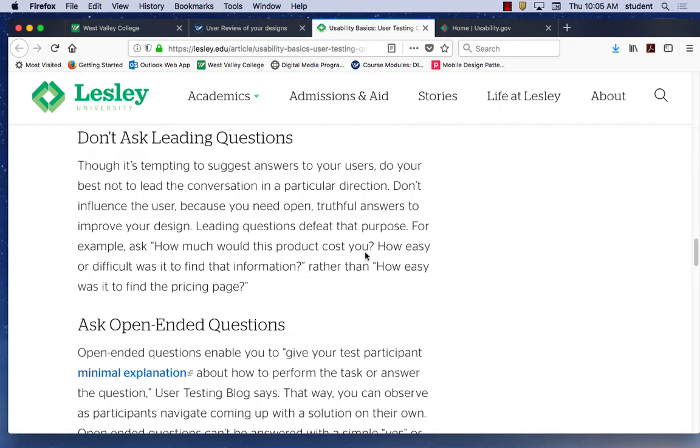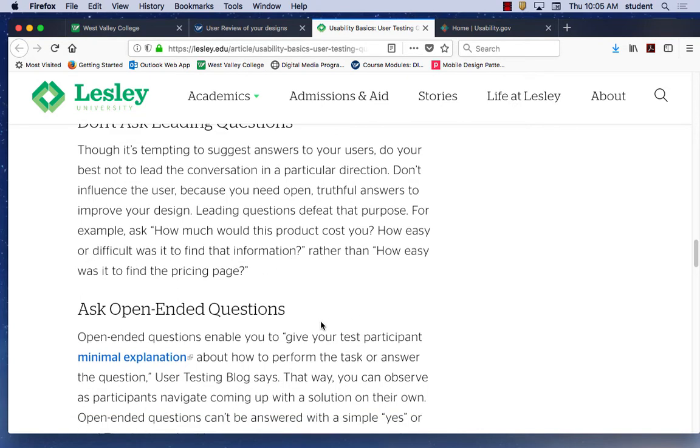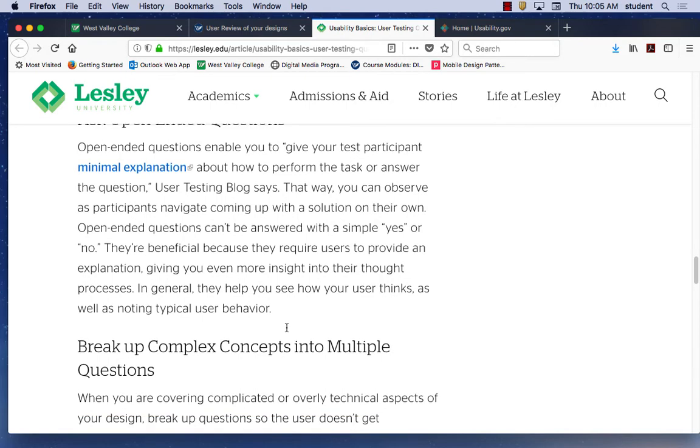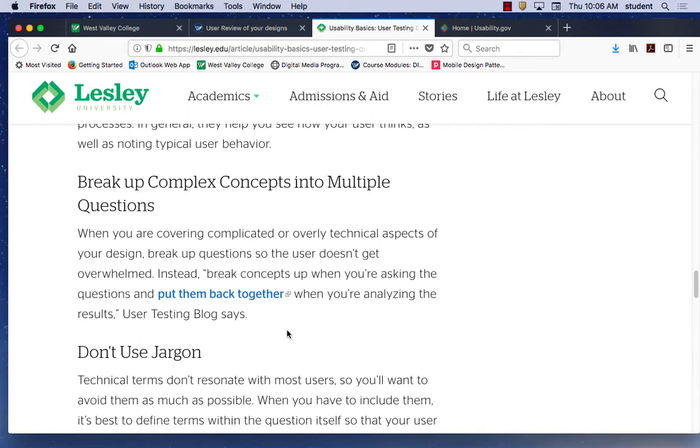How much would this product cost you? How easy or difficult was it to find that information? How easy was it to find the price page? Ask open-ended questions. Open-ended questions enable you to give your test participant minimum explanation about how to perform a task or answer the question. You can observe participants navigating and coming up with a solution on their own. Open-ended questions can't be answered with a simple yes or no. They're beneficial because they require users to participate in explanation. Don't ask yes or no questions is what I'm trying to say.